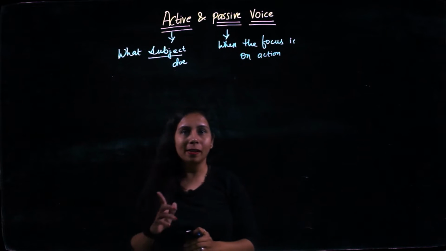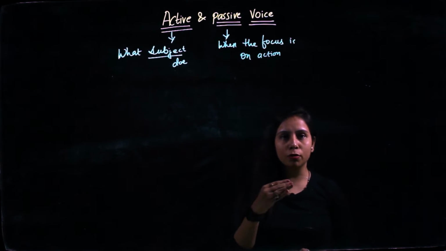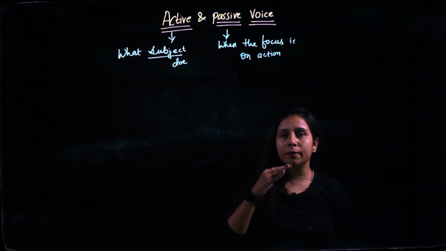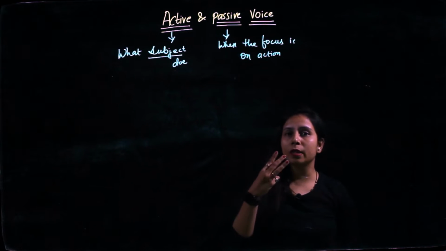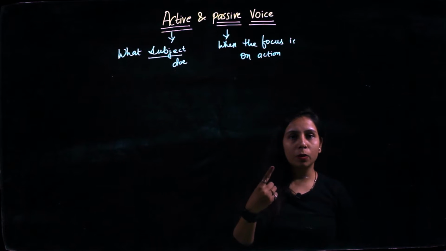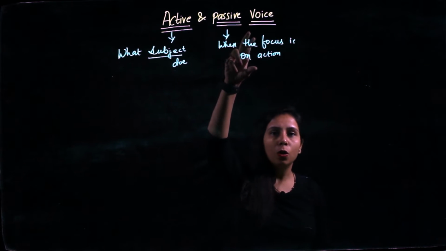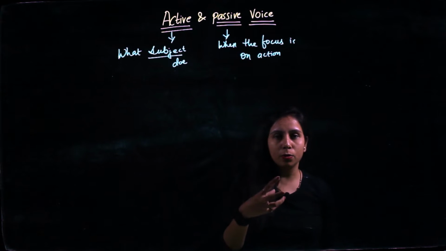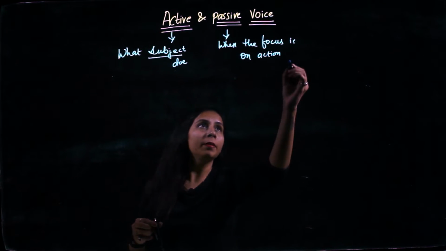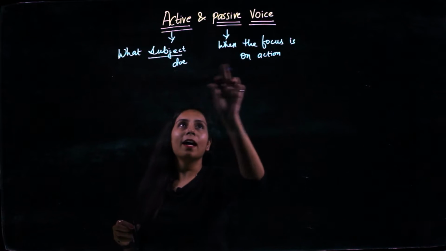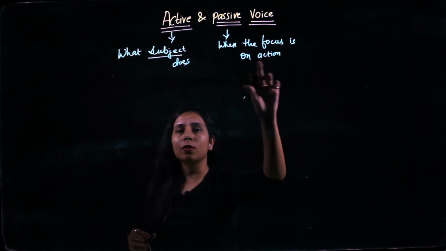I would give you one tip in one of the videos, or maybe today itself. When we are interacting with somebody, orally or in writing, we are using three techniques: the verbal, the words, and the physiology. So here we are talking about the words that we are using. Other details I would give you some other day. All right, so about active and passive voice: what the subject does, and when the focus is on the action.